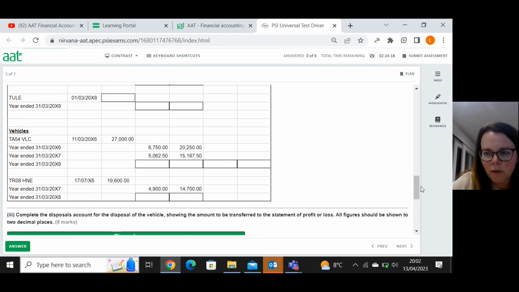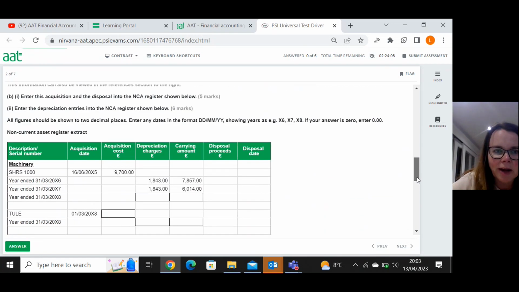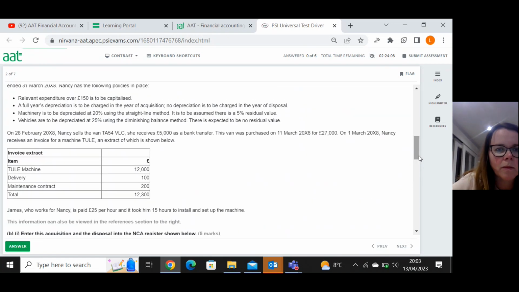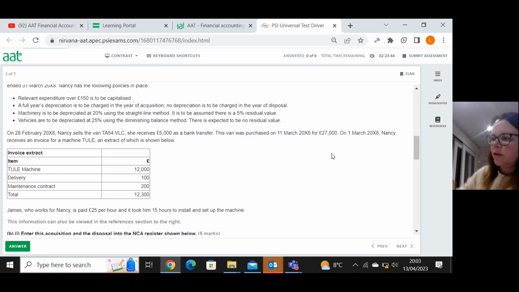So what I need to consider now is whether or not there's going to be any depreciation charge in the year of disposal. So now let's go back up to that information. So I'm interested in this sentence here. A full year's depreciation is to be charged in the year of acquisition, the year we get it, and no depreciation in the year of disposal. So the alternative to that, my battery's running low, hold on.